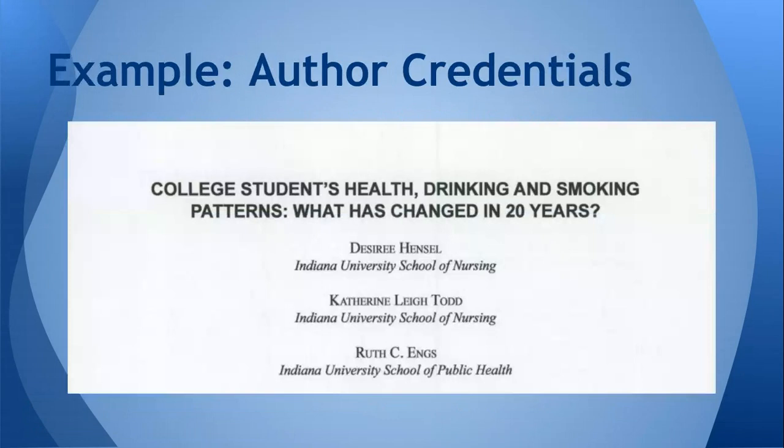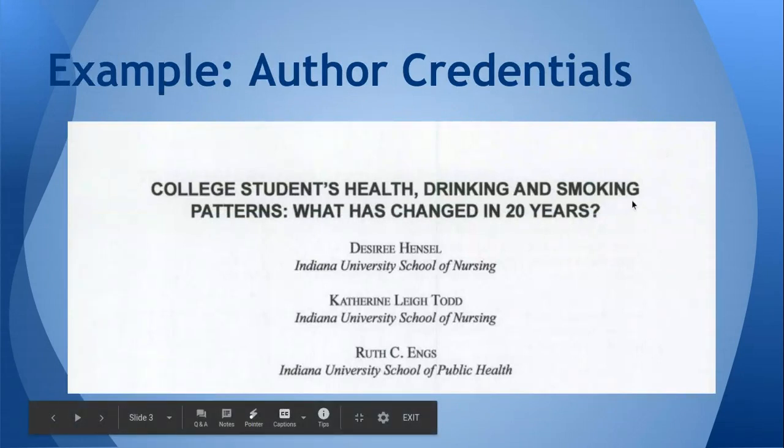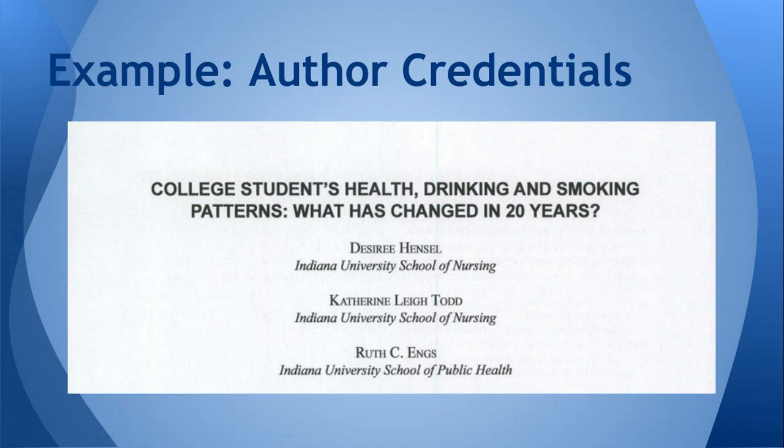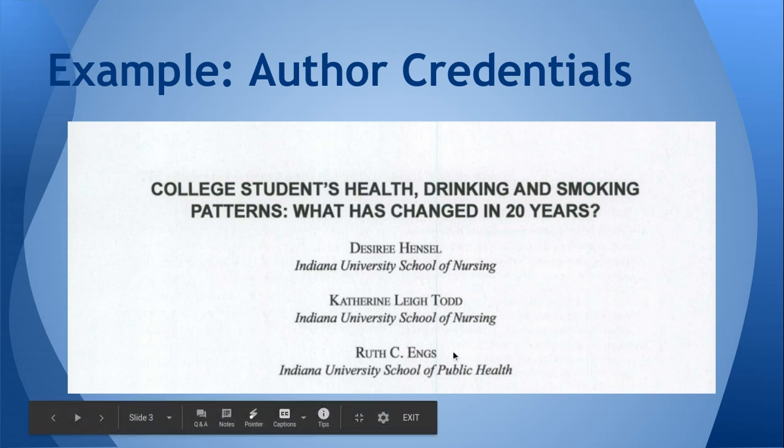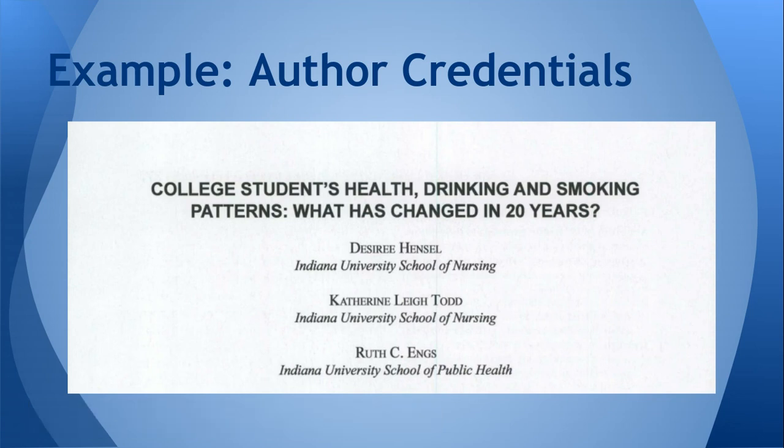So here are some examples. These are just screenshots of sources that I use in my classes, so you may or may not have read these in whichever class of mine you are currently taking. This is one of the first pages of an article about college students' health. And we can see that there's a clear author named. Many scholarly sources actually have several authors who have collaborated to do the research and to write up their findings. So this is an example of that.